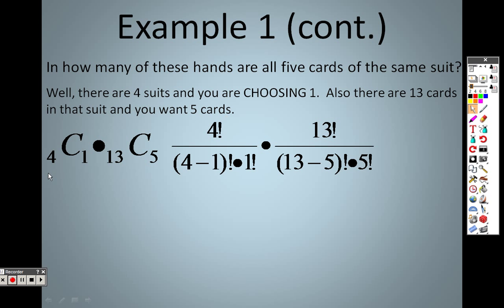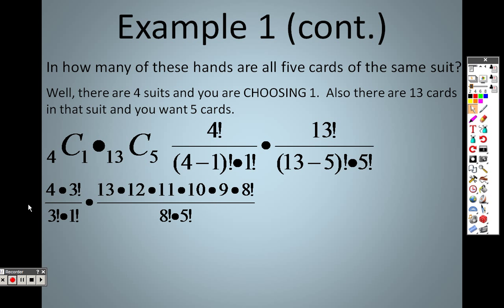So this one is 4 factorial over 4 minus 1 factorial, 1 factorial. So that's 4 factorial, then I did 3 factorial, right? So I can get those to cross out. This is 13 factorial over 8 factorial, 5 factorial. Notice how I went the whole way down until I got to 8 factorial because that's on the bottom. So I can get the 3 factorials to cancel out. I can get the 8 factorials to cancel out.